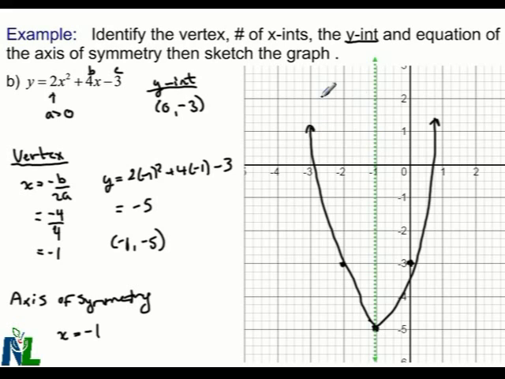So from this, we can see that I've got 2 x-intercepts. One here, one here. These would be approximate. I've got my y-intercept here. I've got my direction of opening. I've got my axis of symmetry, and I've got a quick little sketch.